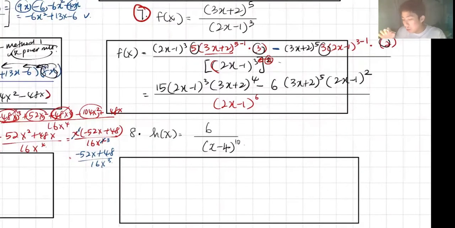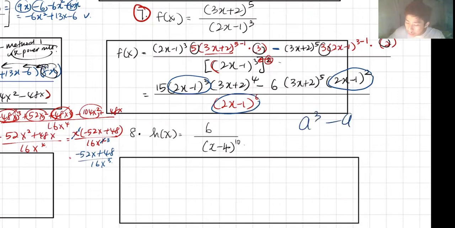It's a trick in quotient rule. Normally, when you reach this stage, try to see whether you have same thing to cancel or not. Can you cancel anything or not? You see, you have 2x minus 1 power of 3 here, 2x minus 1 power of 2 here, 2x minus 1 power of 6 here. It's something like a cubed minus a squared over a. Can you cancel? You can. Basically, when it's plus or minus on top, you can actually cancel.